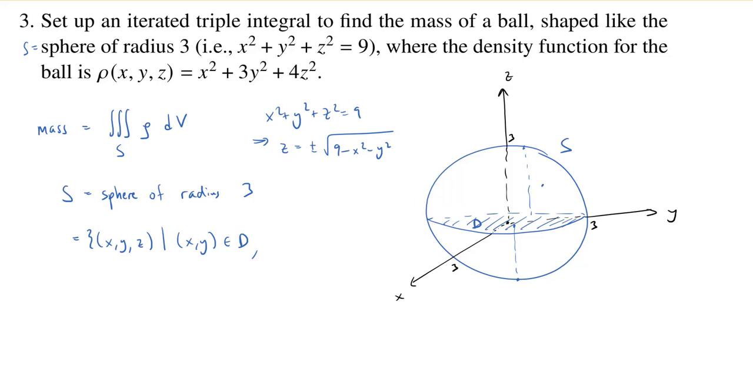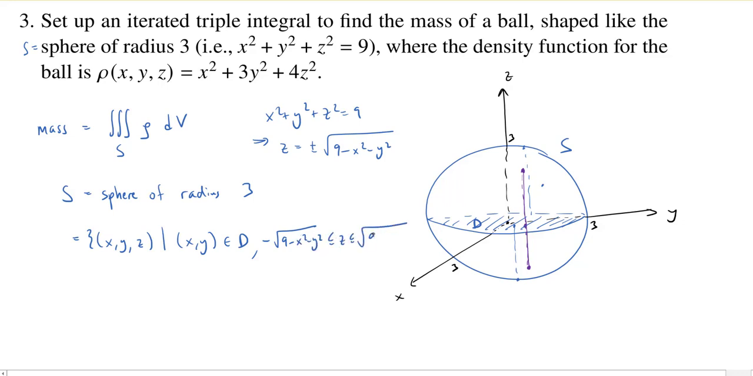So if I choose any particular point in the xy disk, and I go up to where it intersects on the sphere, or down to where it intersects on the sphere, I know that my z's can be anywhere in between those. The one on the bottom is given by the negative of the square root, and the one on the top is given by the positive of the square root. And so my z coordinate is going to lie between negative root 9 minus x squared minus y squared and positive root 9 minus x squared minus y squared.